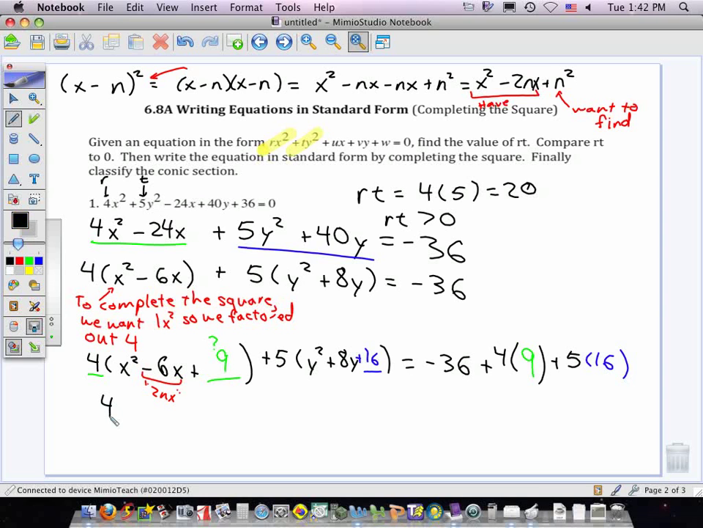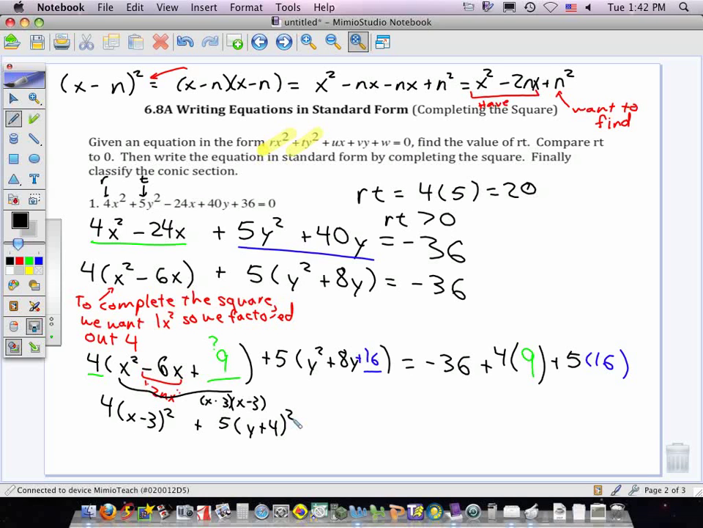Well, now if we just factor it, we will get this first part, factoring it x minus 3 times x minus 3, which would be written as x minus 3 squared. And then here we have plus 5 times y plus 4 squared.